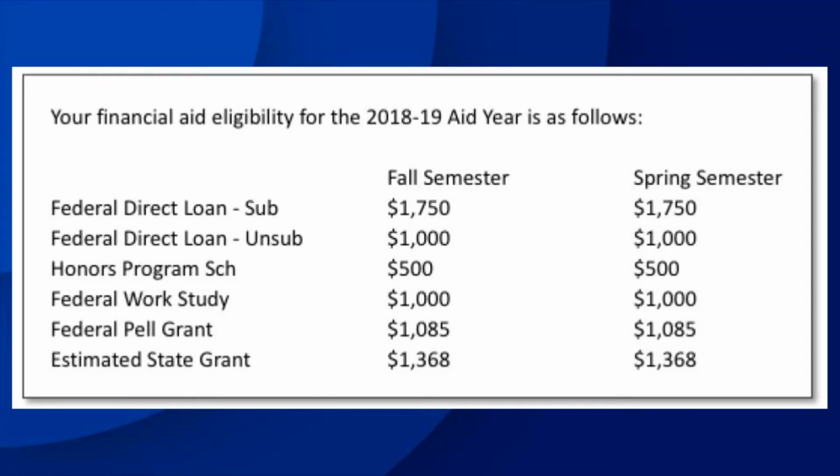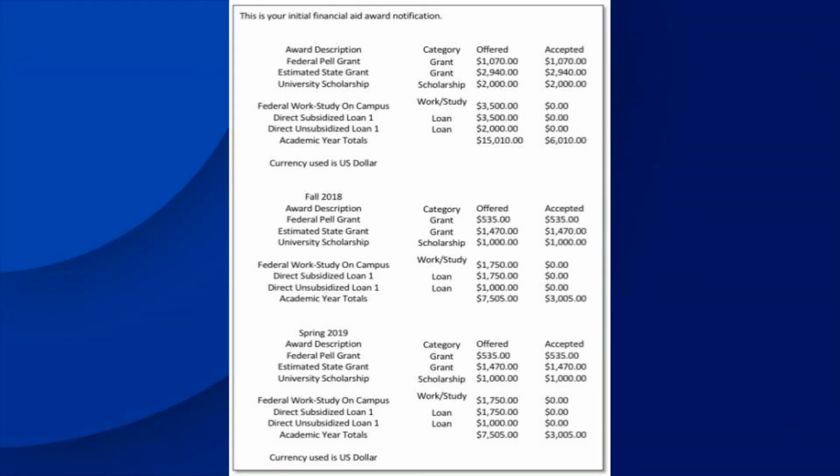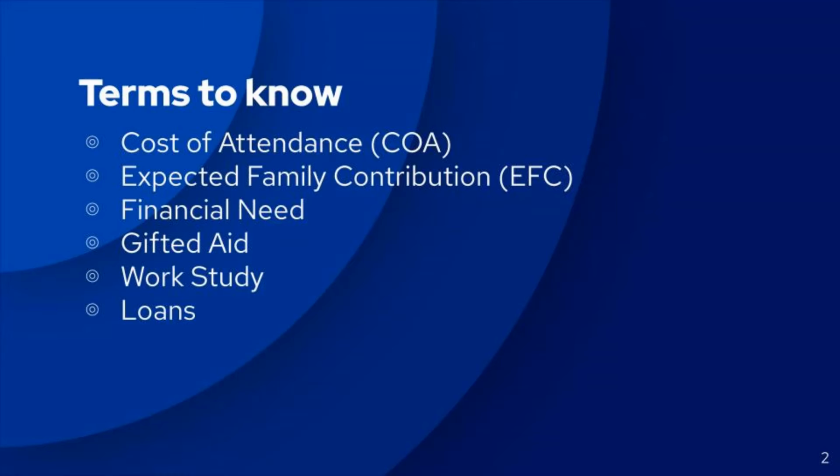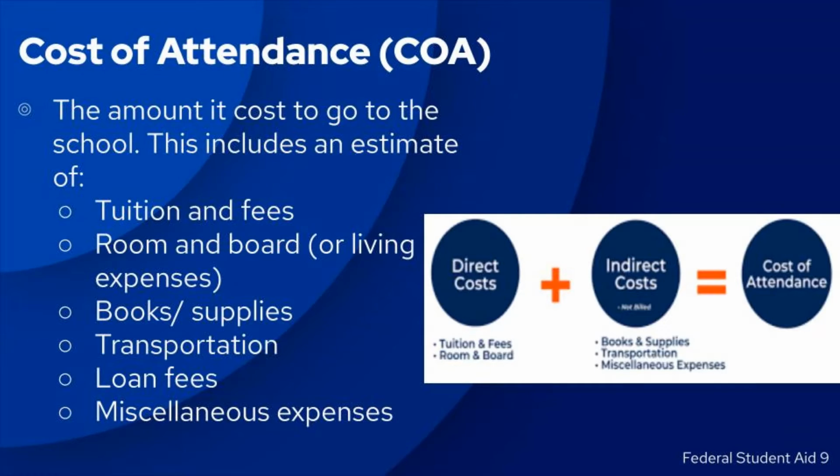To start us off, it is useful to know that all financial aid offers are going to look different, but they will always have the same parts. These include the cost of attendance, COA, expected family contributions, EFC, financial need, gifted aid, work study, and student loans listed somewhere in the letter. So let's get into what all these terms mean.